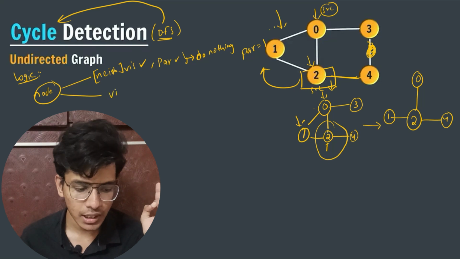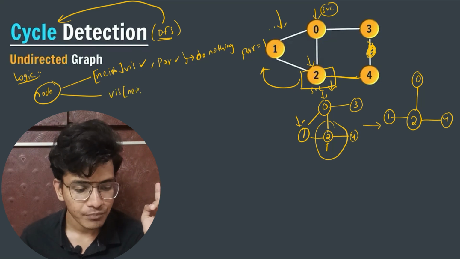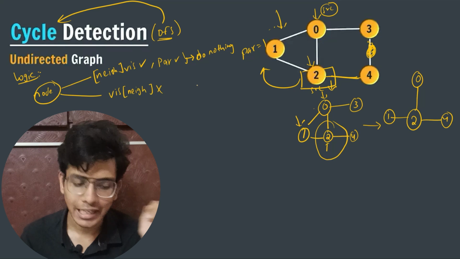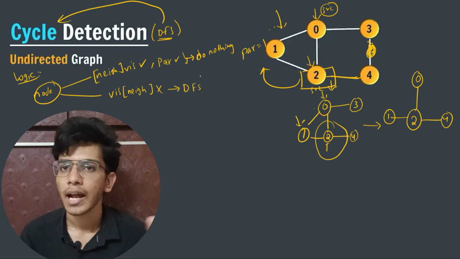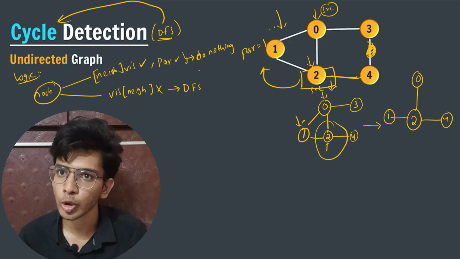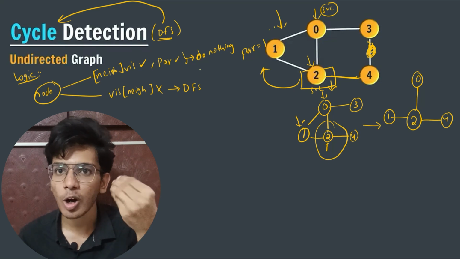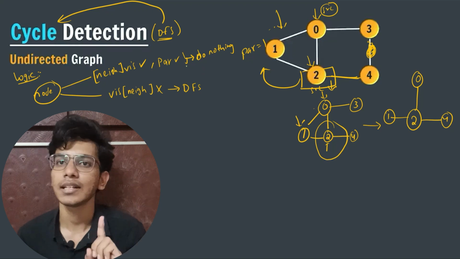And the second condition is I haven't visited the neighbor. If I haven't visited the neighbor, then I will perform my DFS and visit that node first. If the neighbor is not yet visited, then I will visit that neighbor.